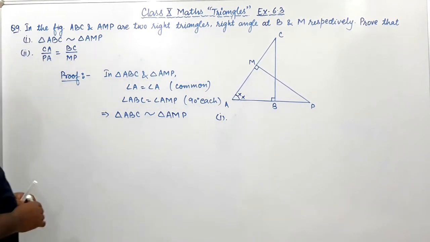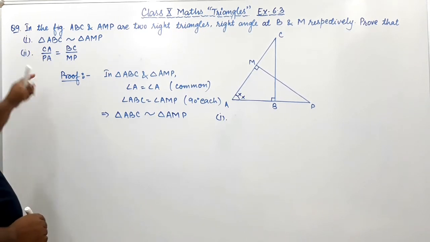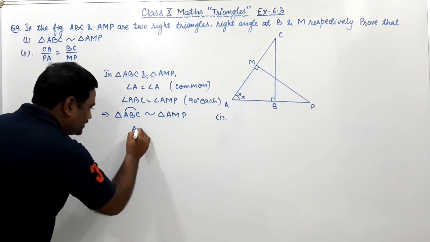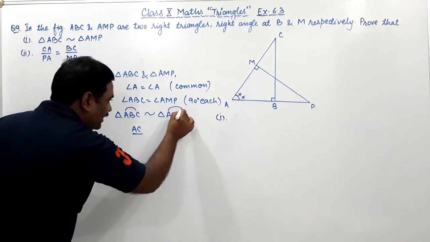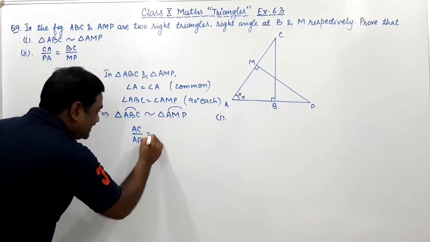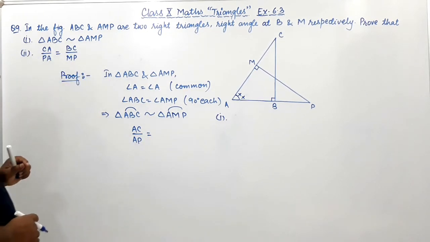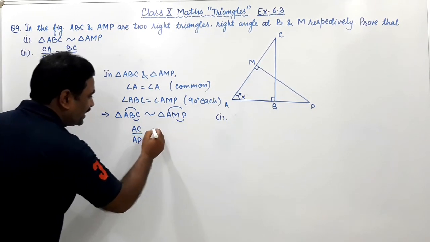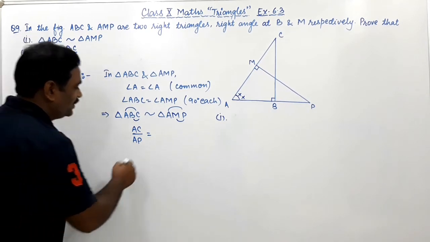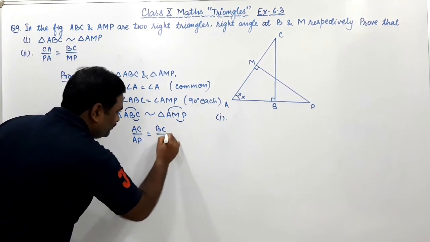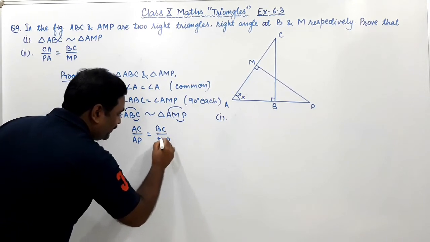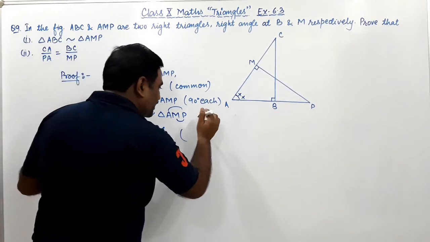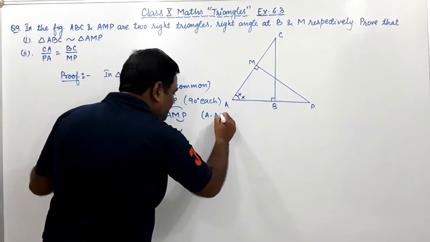First is proved. Now the second part, CA upon PA. CA means this, therefore AC upon AP is equal to BC upon PM, or MP. Why? These two triangles were similar. By angle similarity, you need to write down the angle similarity reason.